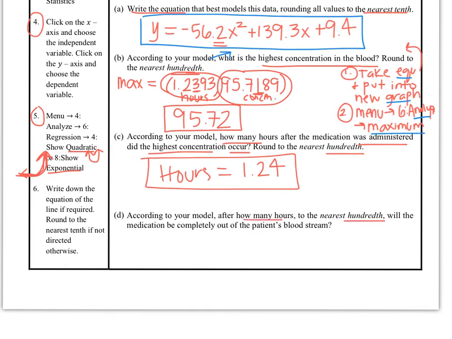Okay. So now for the last part, according to your model, after how many hours to the nearest hundredth will the medication be completely out of the patient's bloodstream? So that means when is the Y, or the concentration, equal to 0, or it's going to be where it hits the x-axis. So it's going to be one of the zeros. And I'm going to insert another video to show you how to do that.